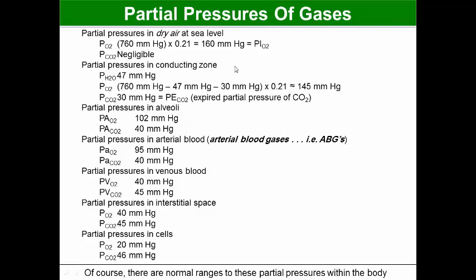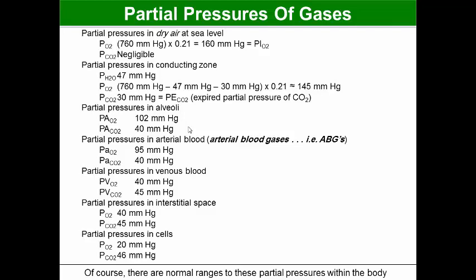So we need to take this into consideration while calculating the partial pressures of oxygen and carbon dioxide. So the partial pressure of oxygen now in the conducting zone is not 160 millimeters of mercury, rather it is 145 millimeters of mercury. In the alveolar air, the A means alveolar air, partial pressure of oxygen is 102 millimeters of mercury approximately, and the partial pressure of carbon dioxide in alveolar air is 40 millimeters of mercury, because now carbon dioxide has diffused from the blood in the pulmonary capillaries into the alveolar air.